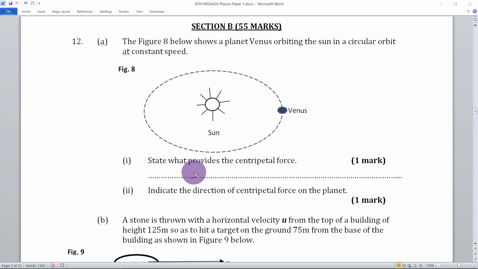We are required to state what provides the centripetal force. Of course, the gravitational pull on Venus by the Sun provides the centripetal force. And the direction of the centripetal force on the planet is, of course, towards the center of the circular path, definitely towards the Sun. So this is the gravitational pull on Venus by the Sun, and it provides the centripetal force.